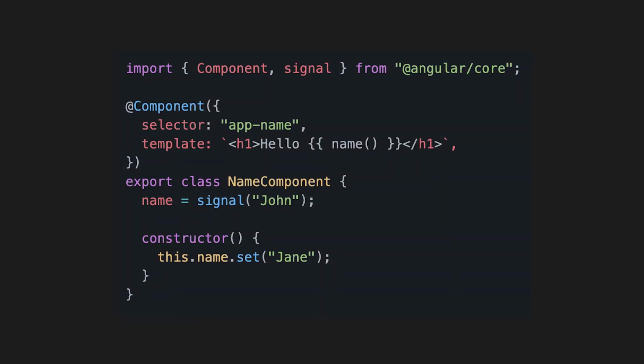Switching over to Angular, we initialize a signal named name with John. In the component's constructor, we immediately update the signal by calling this.name.set('Jane'). The template then retrieves the updated value by invoking name(), and it too displays Hello Jane.